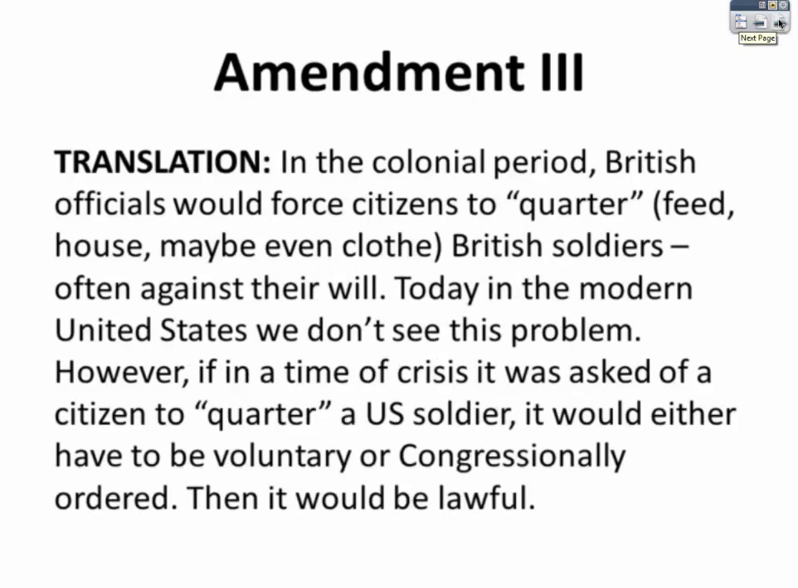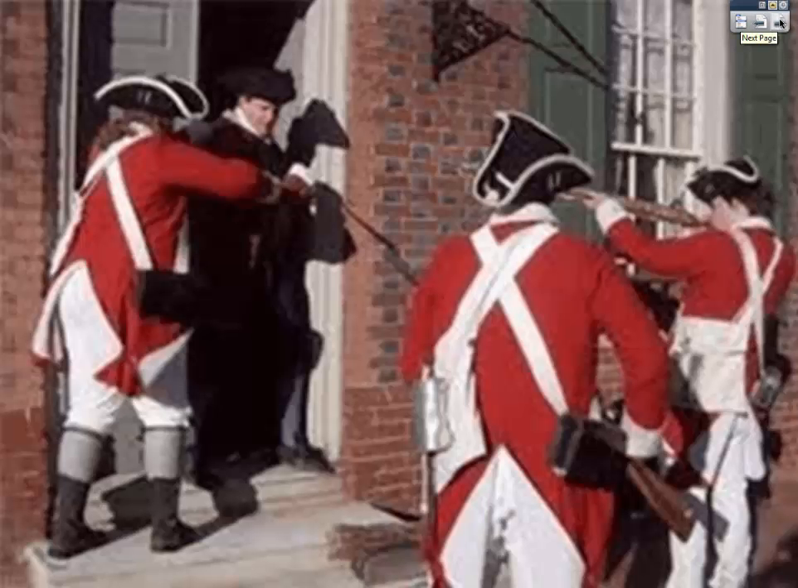Translation: in the colonial period, the British would force citizens to quarter troops, which means to feed them, house them, maybe even clothe them. This is often against their will. Today, you wouldn't really see this problem because of things like barracks in the military. However, in a time of crisis, if it was asked of a citizen to quarter a U.S. soldier, it would either have to be voluntary or Congress would have to order it. Then it would be lawful. Here's a reenactment or a photo of the British forcing themselves into a person's home.